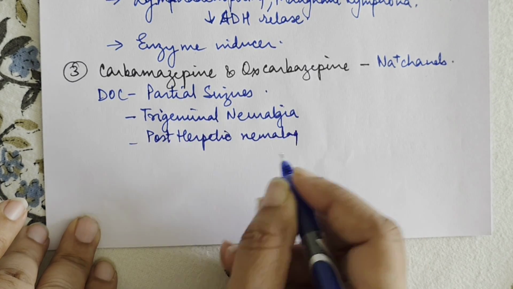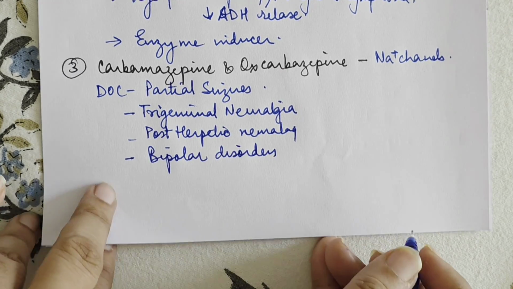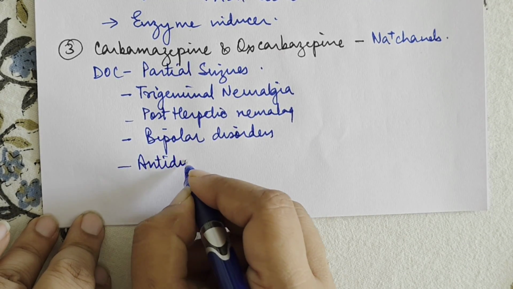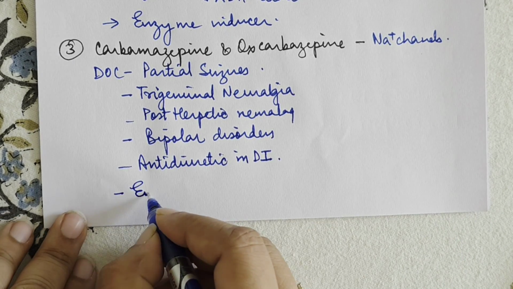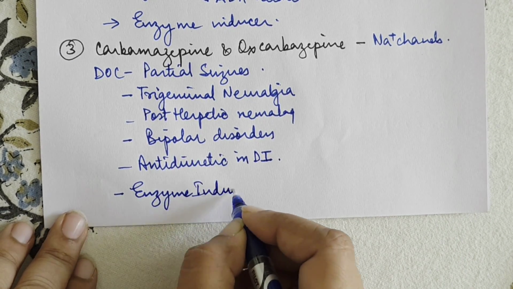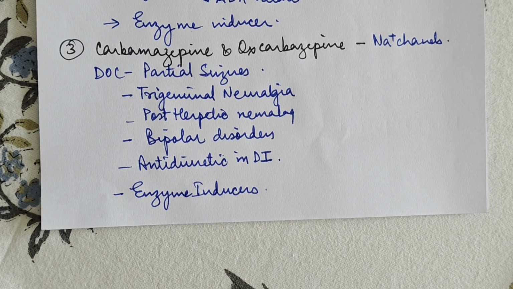neuralgia. Then carbamazepine is also used in bipolar disorders. Plus, it is also used as an anti-diuretic in diabetes insipidus. It is also an enzyme inducer and induces its own metabolism also. So more doses required. Among the adverse effects, usually dizziness, headache, ataxia, diplopia, nystagmus, these all occur.